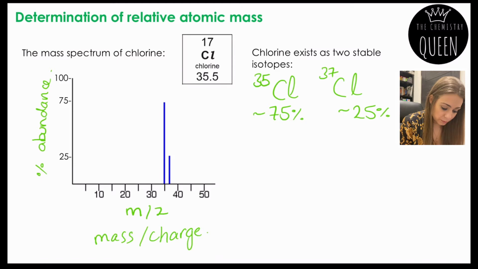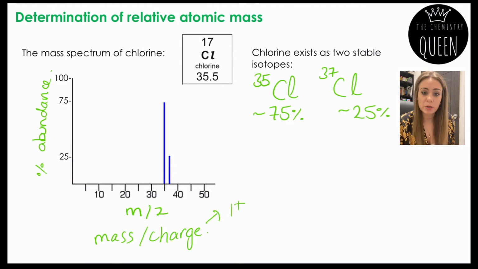So to get the x-axis, we take the mass of the atom or the isotope and we divide it by its charge. Now, remembering in the mass spectrometer, this sample has to be ionized. That's one of the first steps. And the sample is ionized to form positive ions, normally singly charged positive ions. So in most cases, the charge will be 1+.